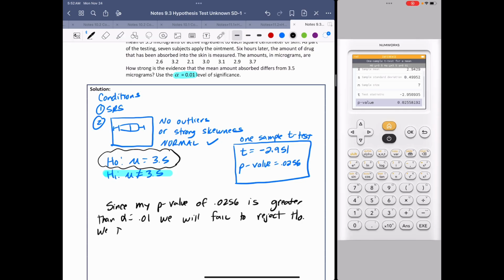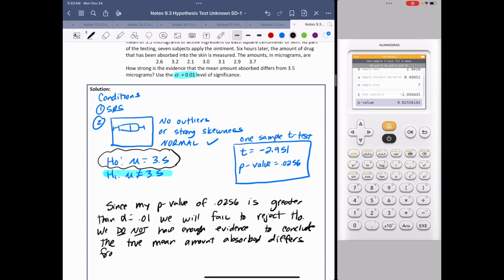We do not have enough evidence to conclude the true mean amount absorbed differs from 3.5 micrograms.